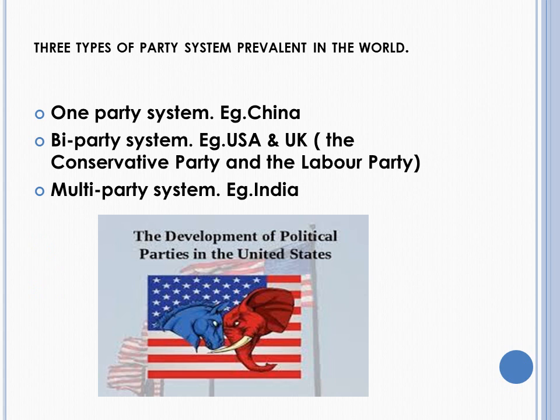Three types of party system are prevalent in the world. First, one party system. Example, China. Second one is biparty system or two party system. Example, USA and UK. And the third one, multi party system. Example, India.